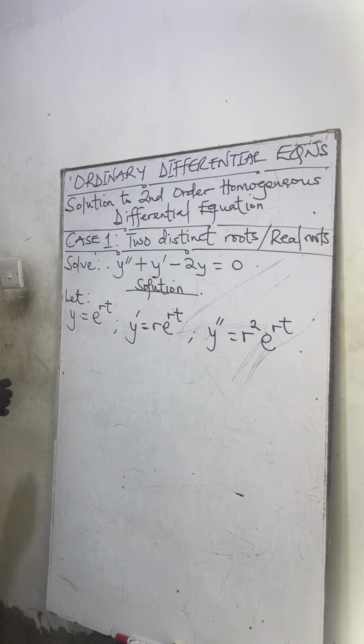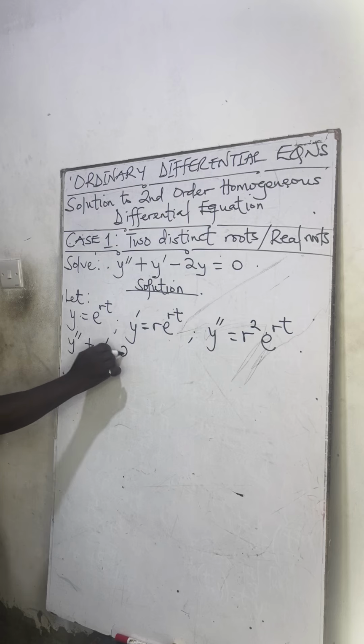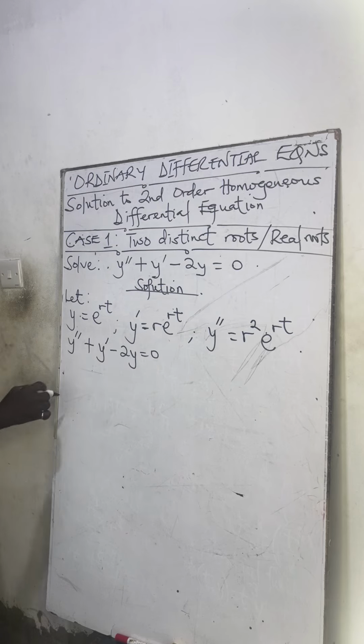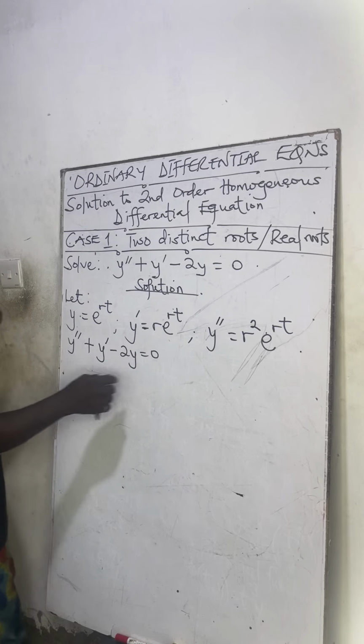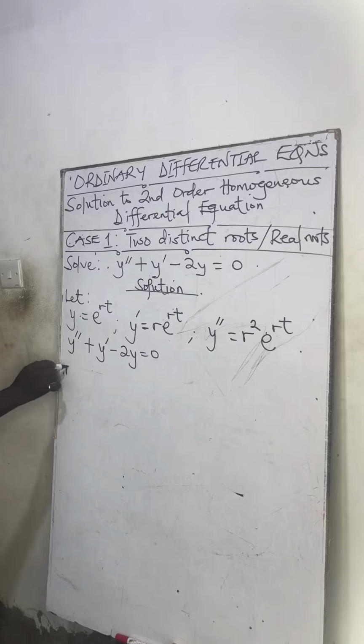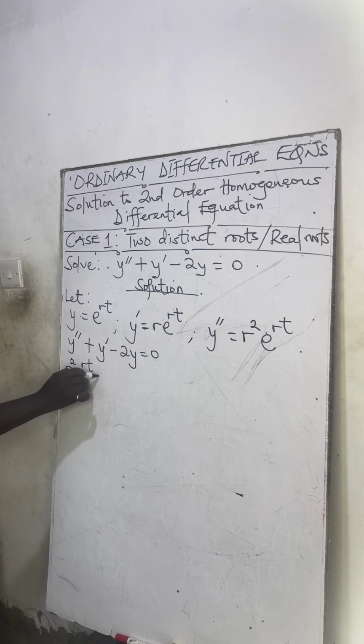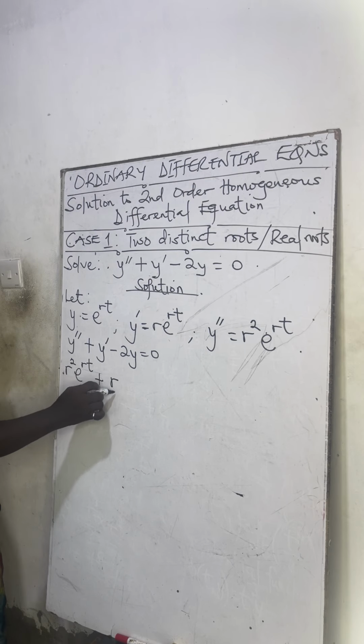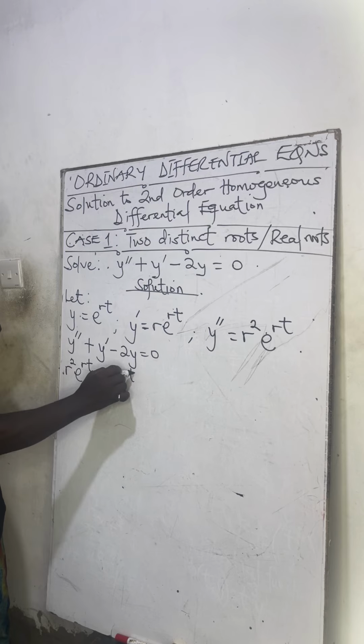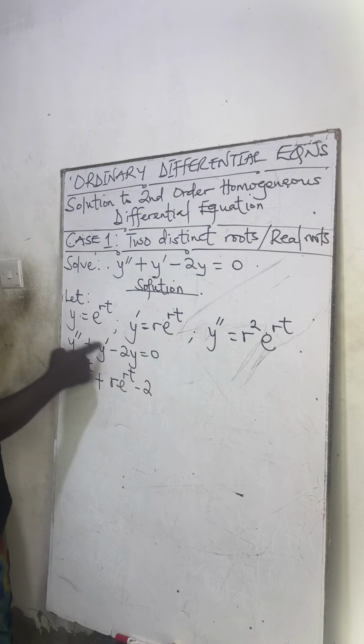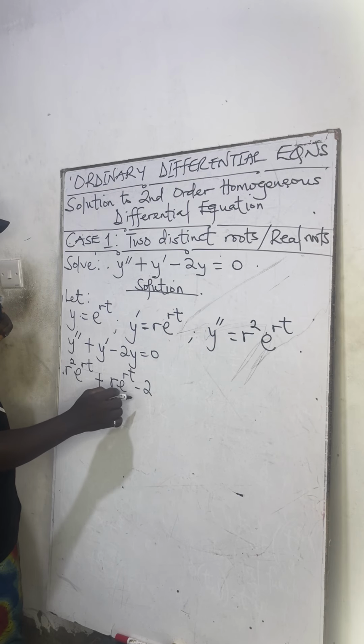So we are coming to do substitution. We have the equation to be y prime prime plus y prime minus 2y equals 0. So let's substitute. What is y prime prime? Y prime prime is r squared e exponent rt, plus y prime is r e exponent rt, minus 2. What is y? Y is what?